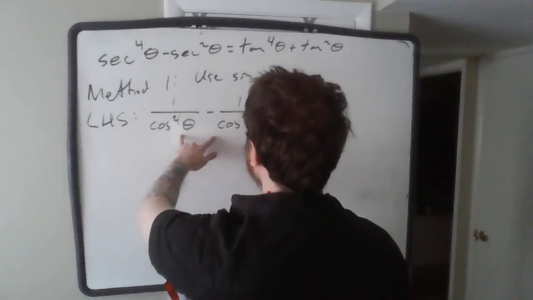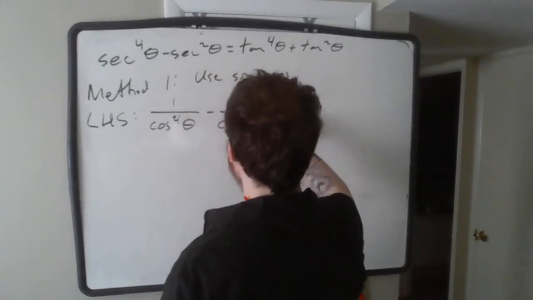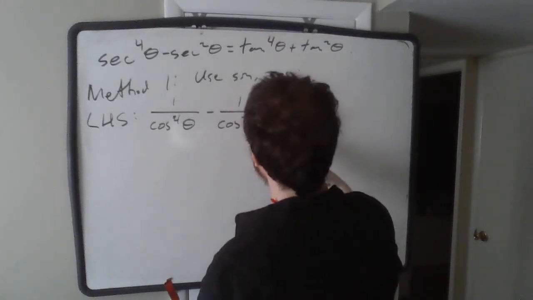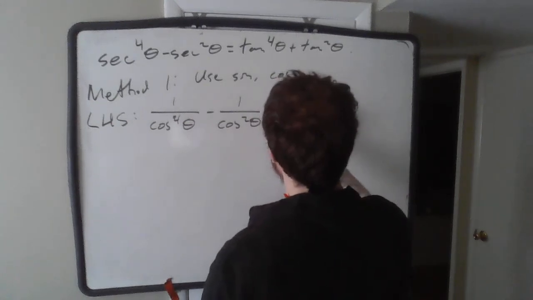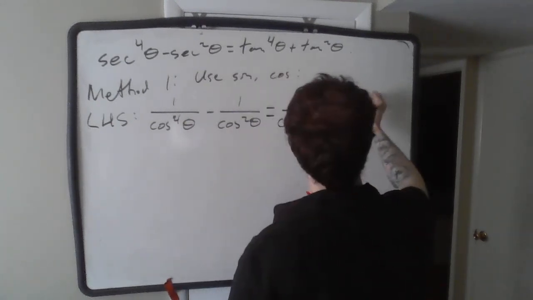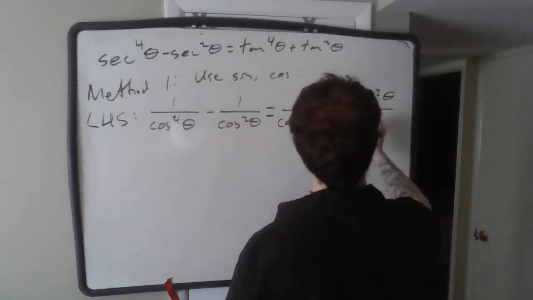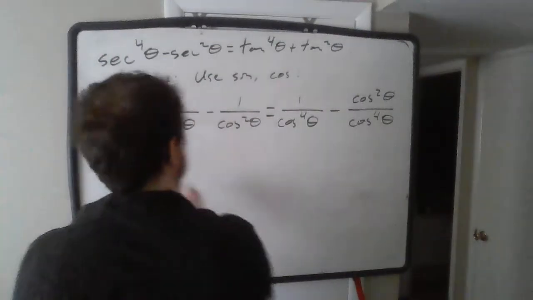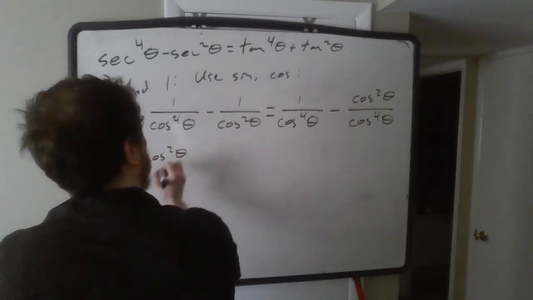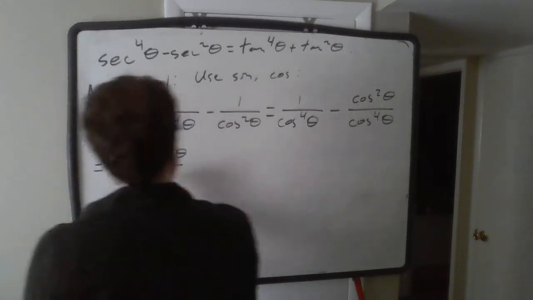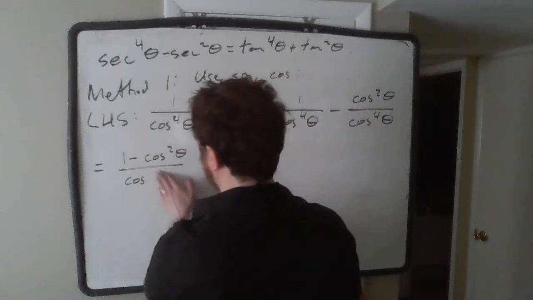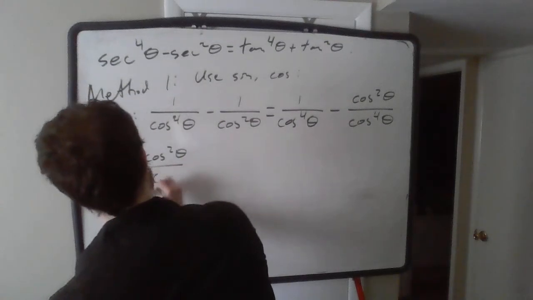Now, if I wanted to take a common denominator here, I would need to multiply this right-hand fraction by cosine squared over cosine squared theta. So this is going to become 1 over cosine to the fourth theta minus cosine squared theta divided by cosine to the fourth theta. This is going to become 1 minus cosine squared theta divided by cosine to the fourth theta. Sorry, that looks like cosine 4 theta. Let's try to make sure that our exponents are clearly exponents.